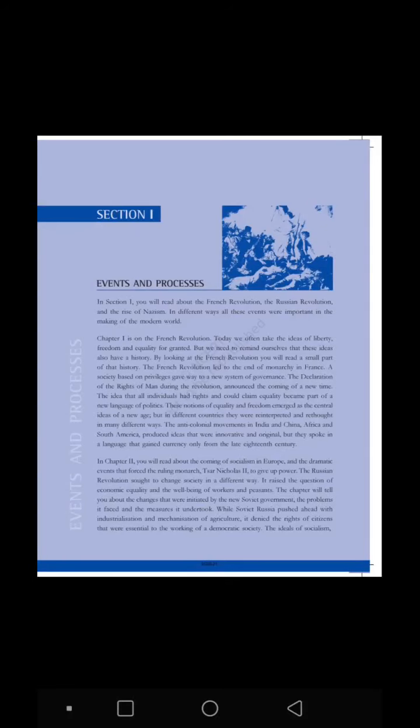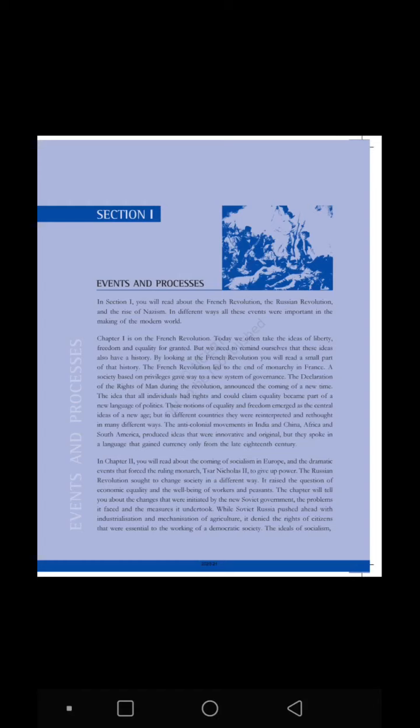Social Science, India and the Contemporary World 1, Textbook in History for Class 9. Section 1, Events and Processes. In Section 1, you will read about the French Revolution, the Russian Revolution and the rise of Nazism. In different ways, all these events were important in the making of the modern world.